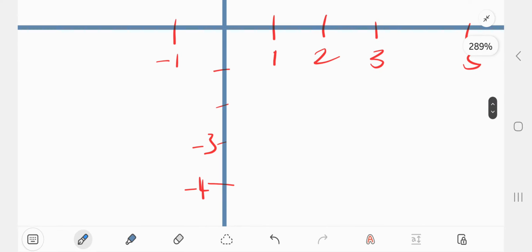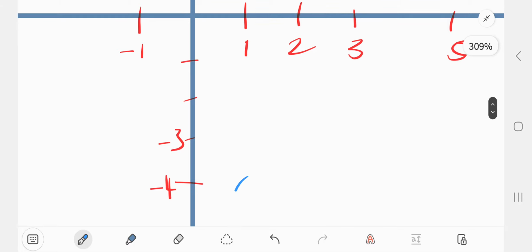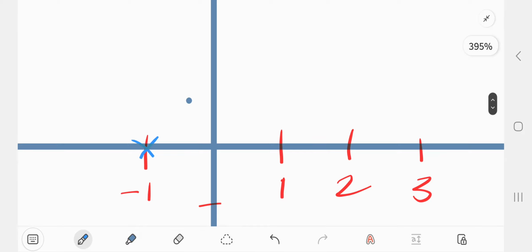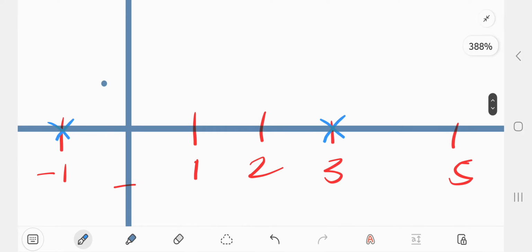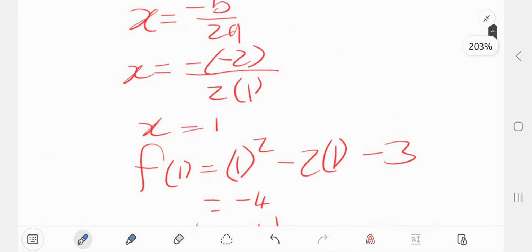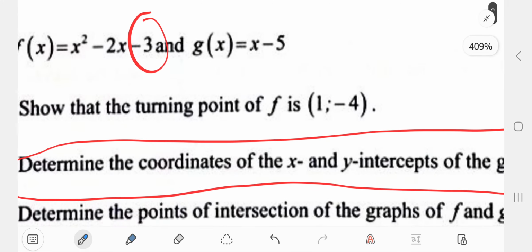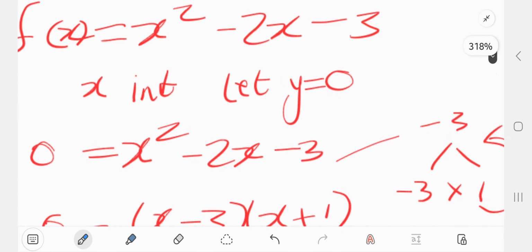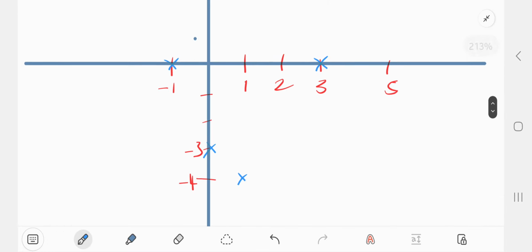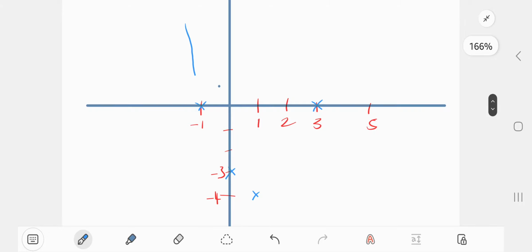Right? So we have a turning point at 1 and -4. So that's somewhere there. And we also have an x-intercept here and another x-intercept there, right? So we also understand that where x is 0, its y-intercept is -3, right? So let's just go plot that one there. So we have our graph going through there, into there, and all the way through there, right? So this can be fixed just like that.